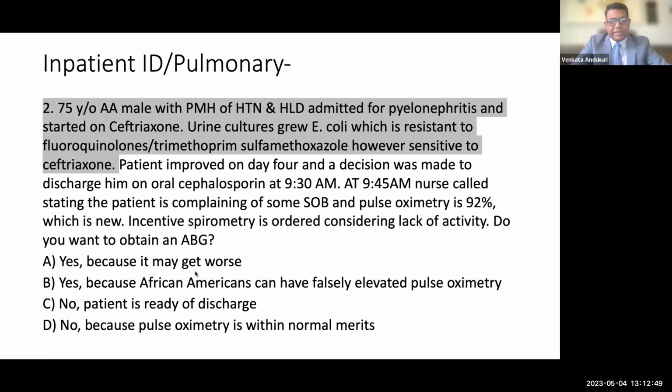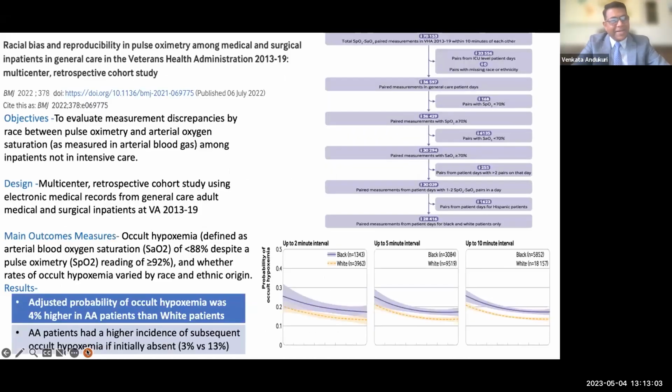All right, let's see what the results are. Yes, because it may get worse, and the no, pulse oximetry within normal limits. Okay, I don't think we got the right answer, but there's something to learn here, I guess.